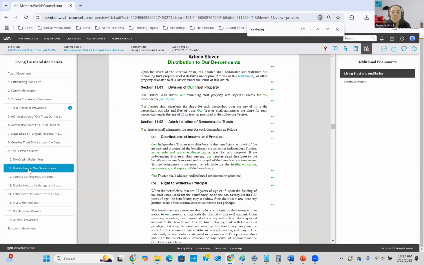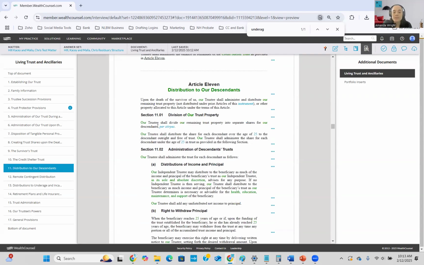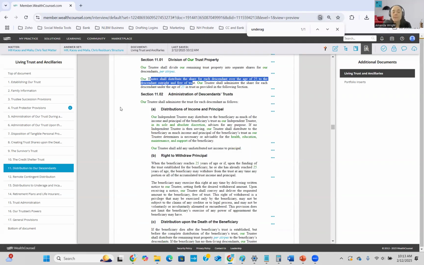So we'll go down to distribution to our descendants. And now you see we have some different language. Look. So now we're going to divide it into separate shares. But again, it's going to tell us that over 25 is going outright free of trust. Under 25 is going in trust. And now instead of having to go down to Article 13, here are the directions for administration of the descendants trust. So if there's a non-interested trustee, they can distribute as much income and principal to the underage beneficiaries.